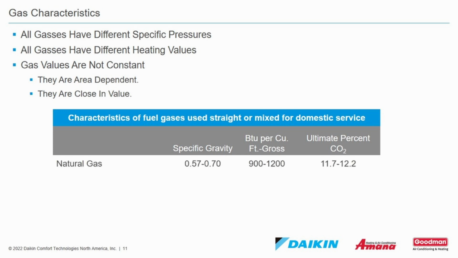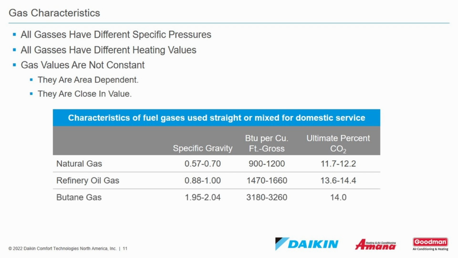Natural gas, specific gravity 0.57 to 0.70, BTUs per cubic foot gross 900 to 1,200, and the ultimate percentage of carbon dioxide 11.7 to 12.2. Refinery gas, such as fuel oil, specific gravity 0.88 to 1.0, BTUs per cubic foot 1,470 to 1,660. The ultimate percent of CO2 13.6 to 14.4.